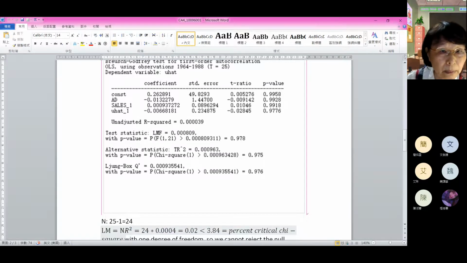All right. LM is N times R squared, right? Yes. And the N should be 25. But I think the textbook says they need to minus 1, so the N will be 24. Really? We need to minus 1? Let me see.